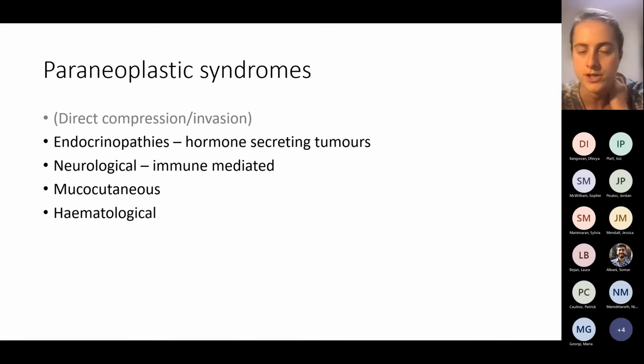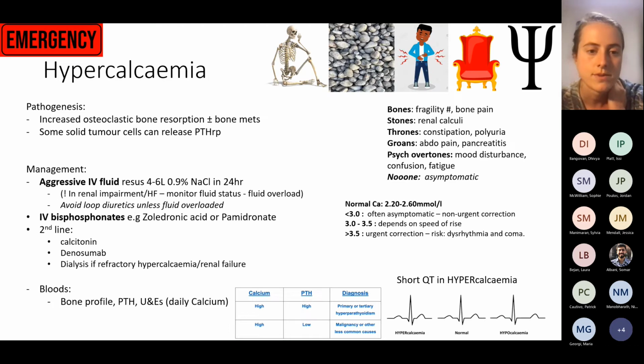So we've talked about direct compression and invasion. Other neoplastic syndromes that we'll come across, you can group them by endocrinopathies, neurological, mucocutaneous, so on the skin, and heme. Oh, skipped ahead there. I didn't animate all of this. I've sort of given it away, but who knows what this is? Or what the way of remembering the symptoms of this one is? They all rhyme with each other.